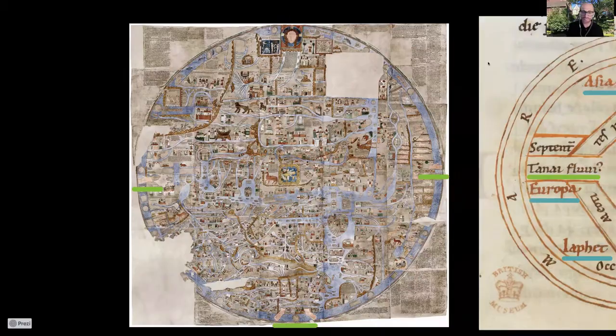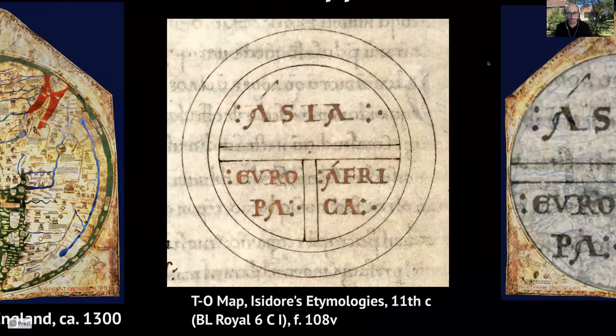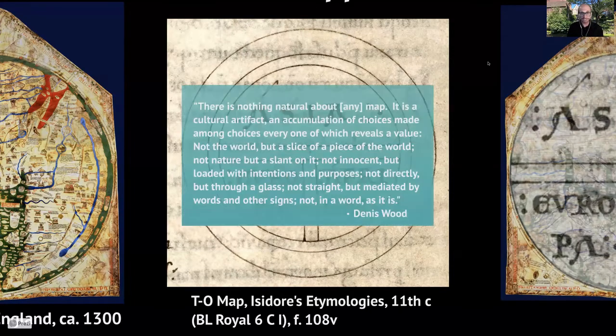While it's easy to dismiss the TO maps as absurd, as they in no way convey to us the world as we know it, we should pause before doing so. Beneath their surface, they are no different from any other mapping forms. As cartographic theorist Dennis Wood reminds us, there is nothing natural about any map. It is a cultural artifact, an accumulation of choices made among choices, every one of which reveals a value: not the world, but a slice of a piece of the world; not nature, but a slant on it; not innocent, but loaded with intentions and purposes; not directly, but through a glass; not straight, but mediated by words and other signs; not, in a word, as it is.